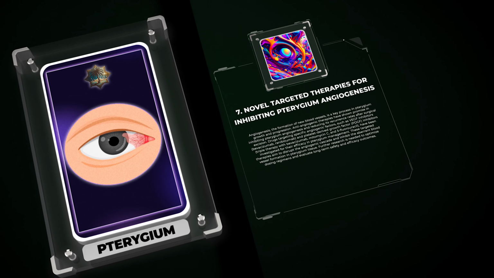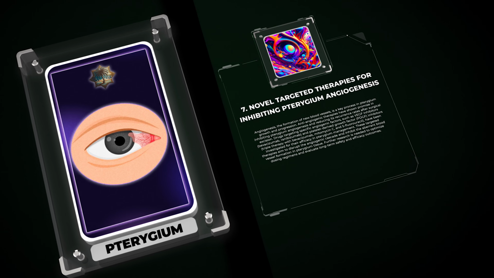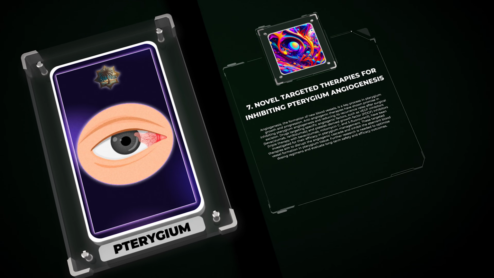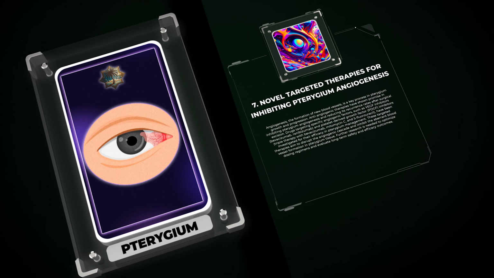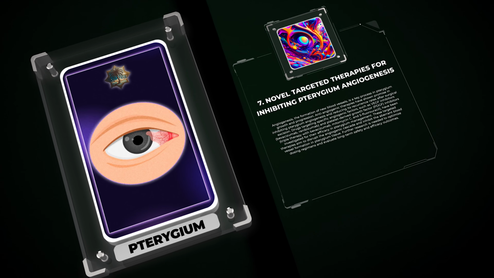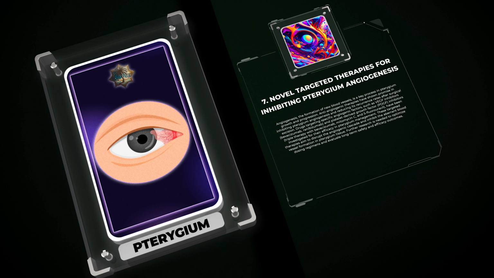Drugs targeting specific angiogenic factors, such as VEGF inhibitors, bevacizumab, ranibizumab, and platelet-derived growth factor, PDGF, inhibitors, triple therapy with bevacizumab, mitomycin C, and 5-fluorouracil, have been investigated for their efficacy in pterygium management. These targeted therapies aim to disrupt the angiogenic cascade and inhibit the aberrant blood vessel formation in pterygium tissue. Further research is needed to optimize dosing regimens and evaluate long-term safety and efficacy outcomes.